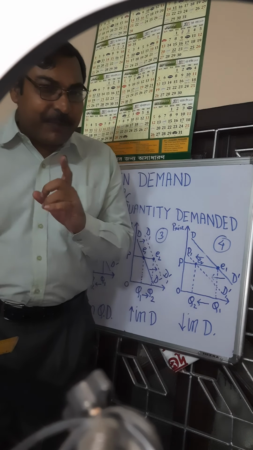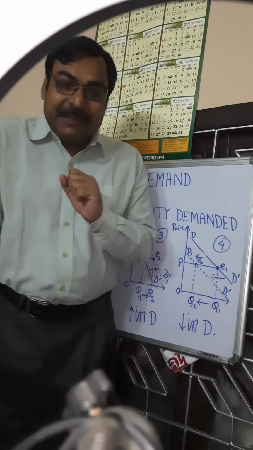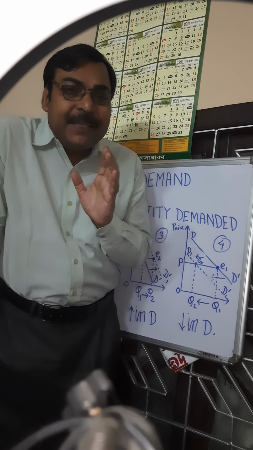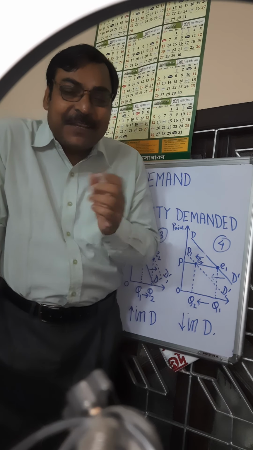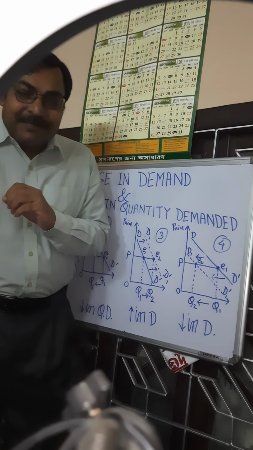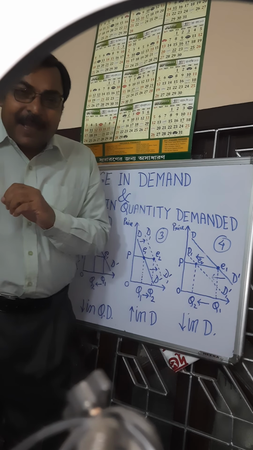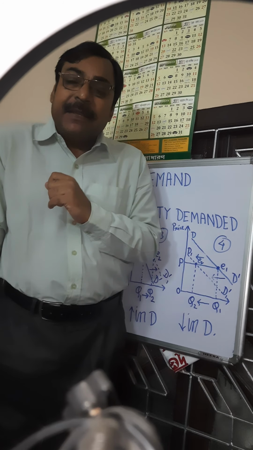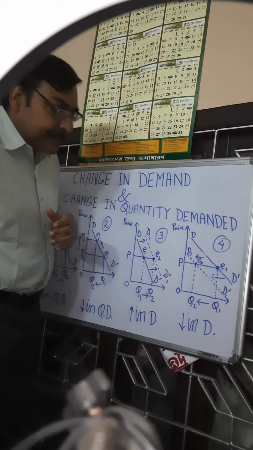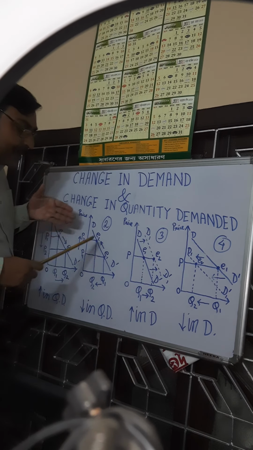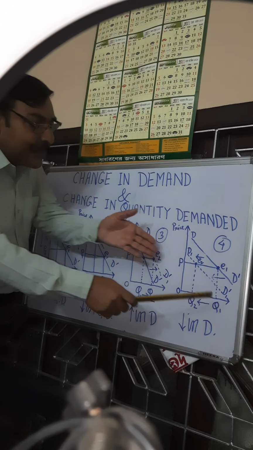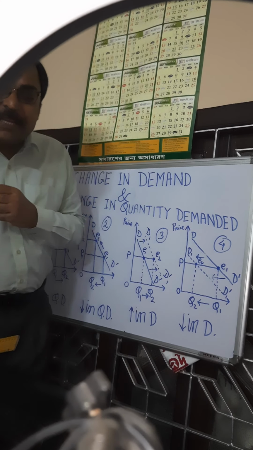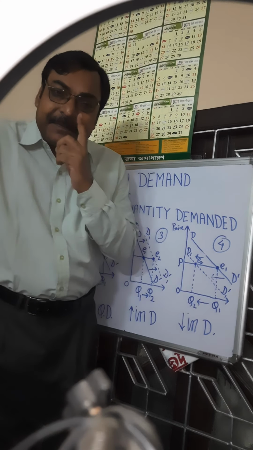You all know it well that the law of demand explains a price-demand relationship. Accordingly, we get demand curves on the basis of these price-demand relationships. These are the demand curves, downward sloping demand curves, downward sloping because of the inverse relation between price and demand.